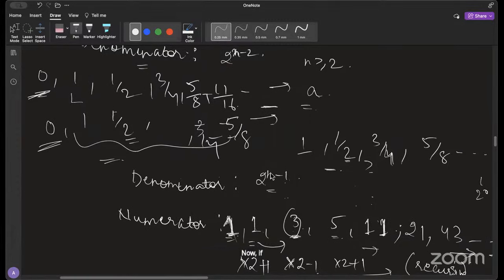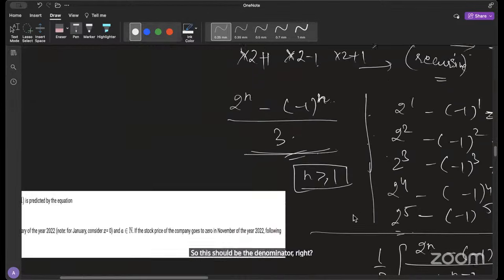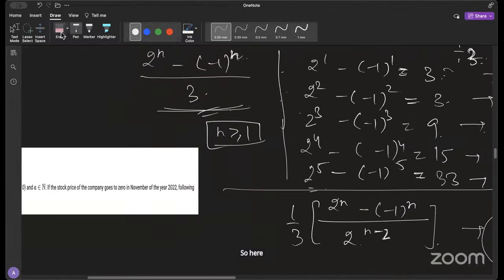Now if you put n equals 1 here, you'll get 0. So for the first term, the denominator should be 1, which is true. For the second term, you will do 2 minus 1, so it's 2 to the power 1. For the second term, the denominator should be 2, which is 2. So this should be the denominator, right? So here you should have 2n minus 1. Should I repeat the denominator part one more time, or is it fine?